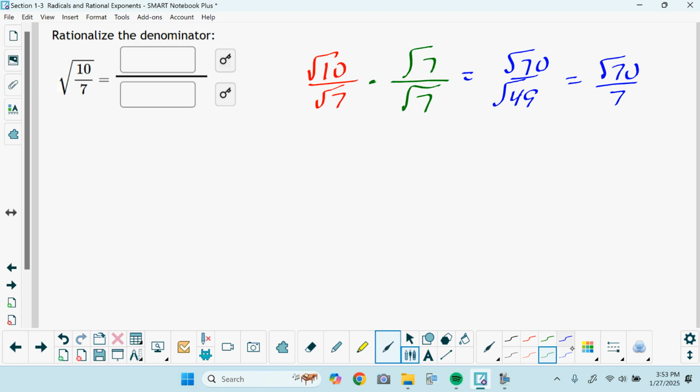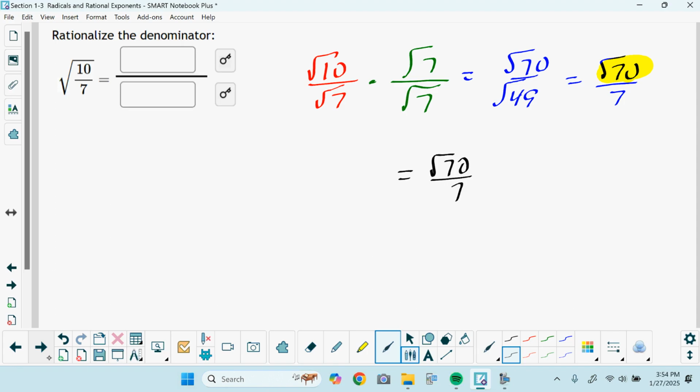Now, looking at this, can I simplify the square root of 70? Will 4 go into it? No. 9, 16, 25, 36, 49. I can stop right there because I'm over half of what 70 is. Half of 70 is 35. So if I go over half that number and I haven't found a factor, then I'm good. This is your final answer right here. So that is square root of 70 over 7.